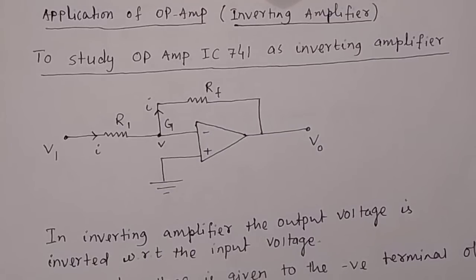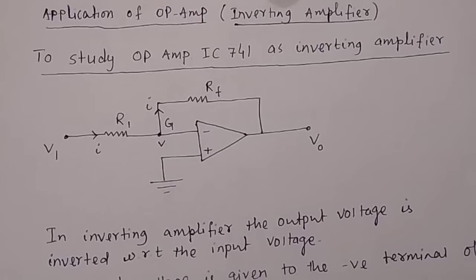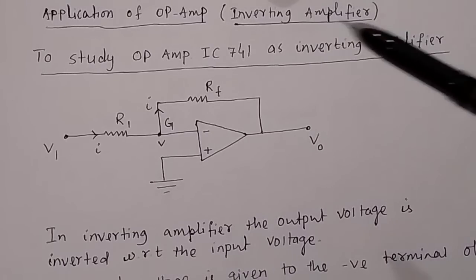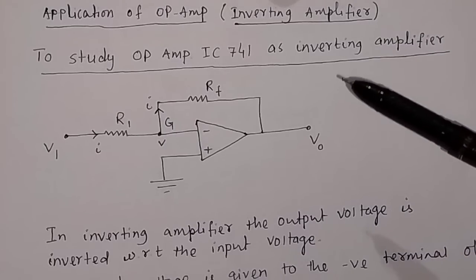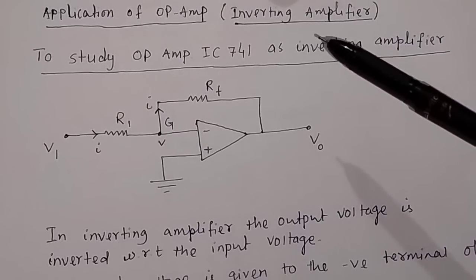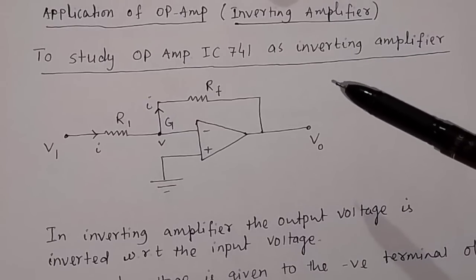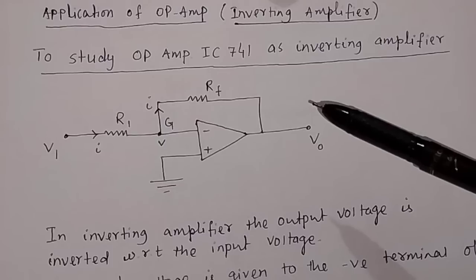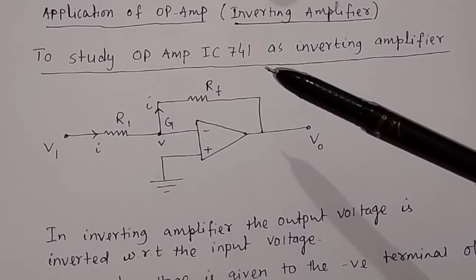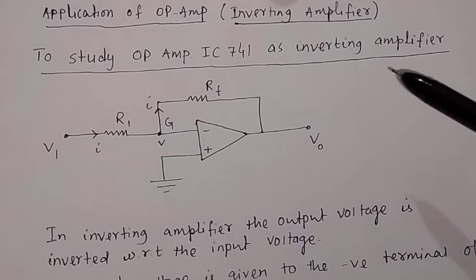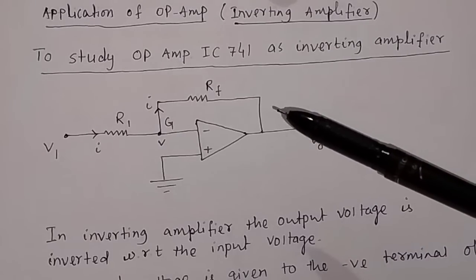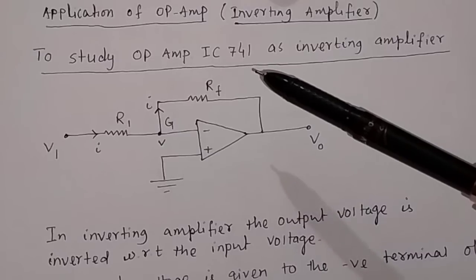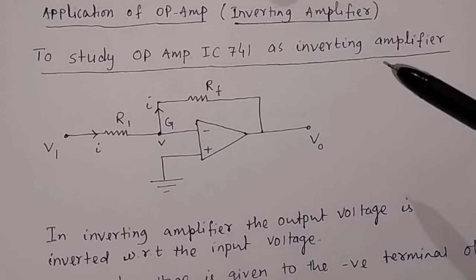In this video, we will discuss the application of the operational amplifier. One application of the operational amplifier is the inverting amplifier. We will discuss the questions on the inverting amplifier, and we will also discuss the theory of the study of IC 741 as an inverting amplifier. We will do the experiment in the next video.